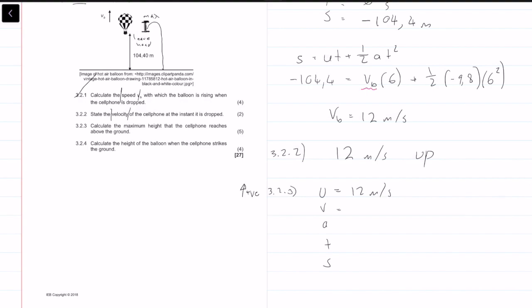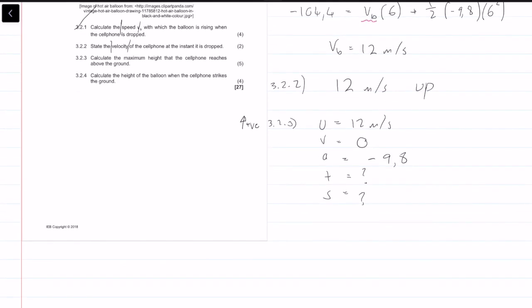V, when it reaches maximum height, is going to be 0. The acceleration is minus 9.8. T is unknown, and S is also unknown because that's what we're trying to calculate. But we have enough. We can use the equation V squared equals U squared plus 2AS. 0 squared is equal to 12 squared plus 2 times minus 9.8 times S. So S is equal to 7.35 meters.